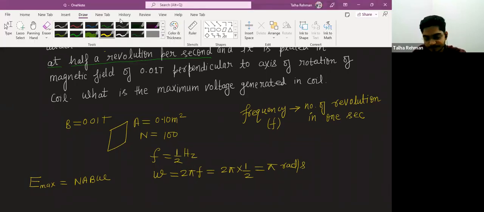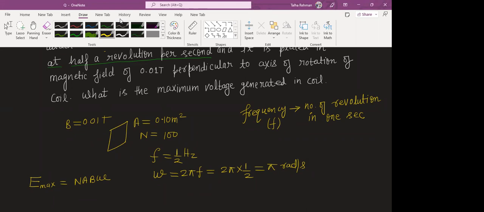What does that mean? You can see here, this is the coil, and about this axis the coil is rotating. So the axis of the coil is like this, and the magnetic field is like this.